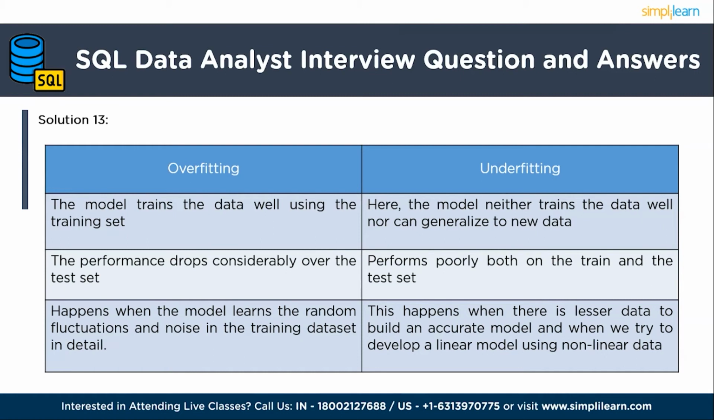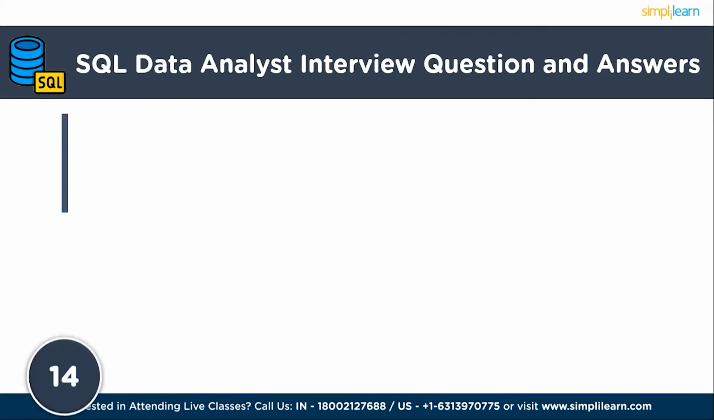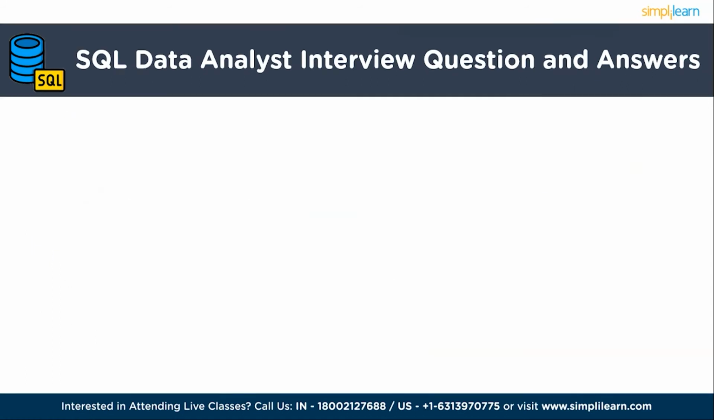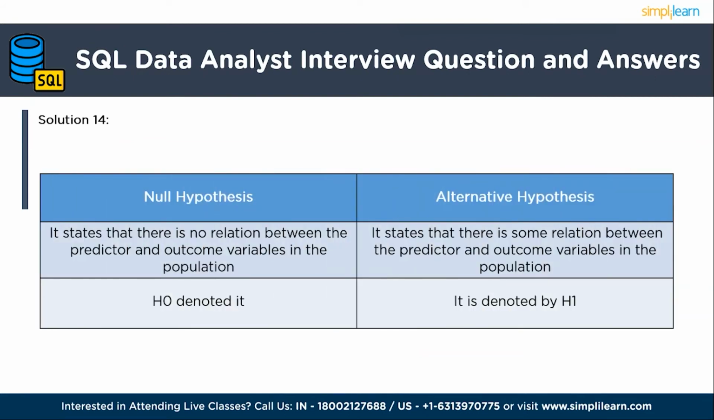And now, moving on to the next question, that is the 14th question. And our question is, what are the different types of hypothesis testing? So this is also a very frequently asked question. Hypothesis testing is the procedure used by statisticians and scientists to accept or reject statistical hypotheses. There are mainly 2 types of hypothesis testing.